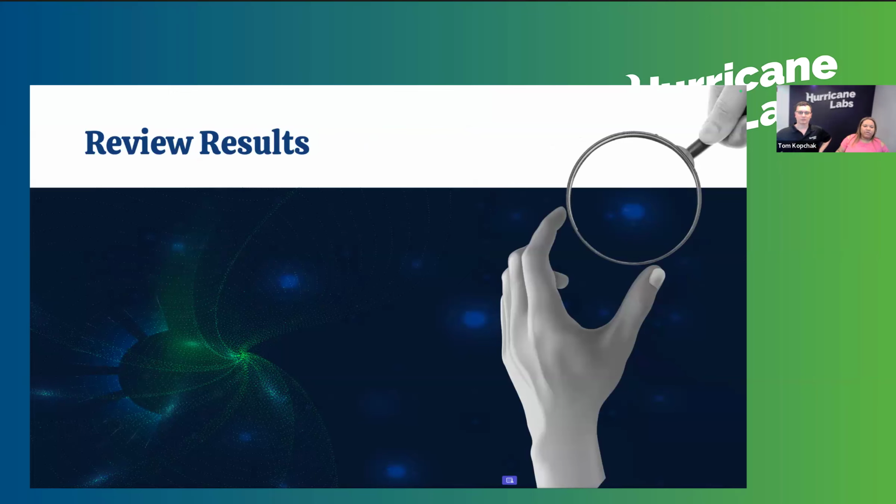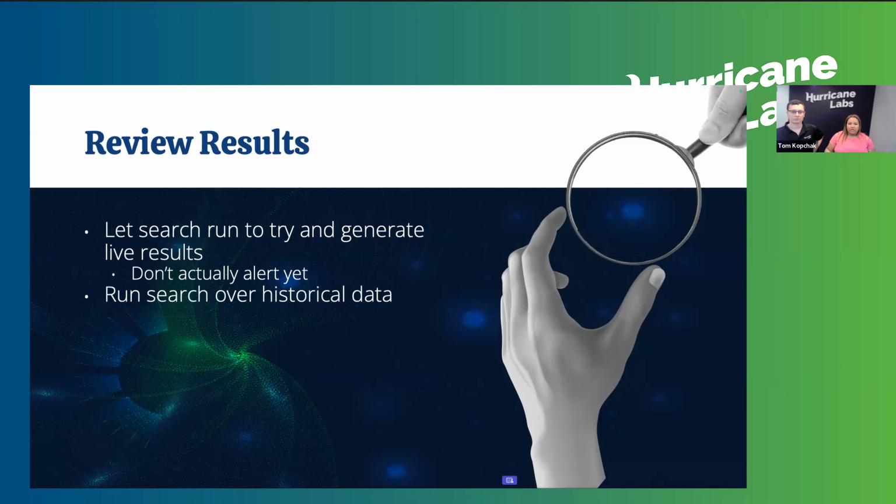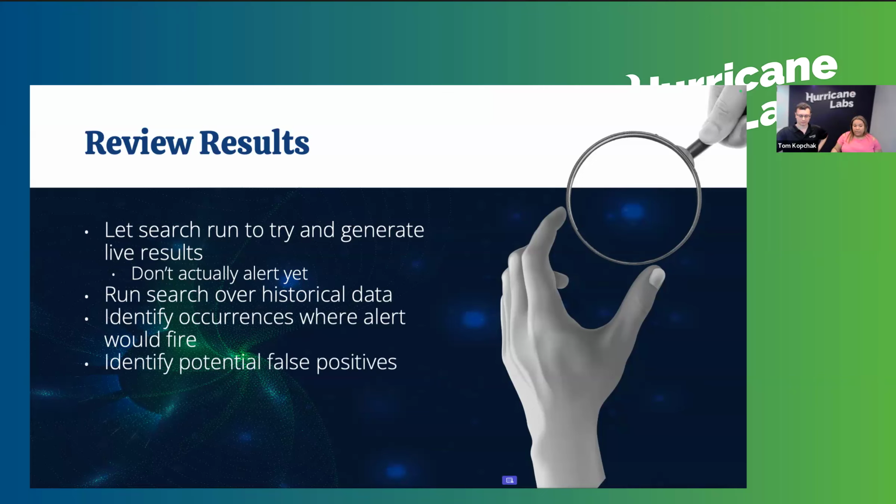So congratulations. Now you're going to let that search run and have it try and generate some live results, but you're not going to have that set to alert your SOC yet because you don't know if there are any false positives or not. So you're first going to run that search over any historical data that you've got, whether that's 2 or 3 days as you've been building out the search, or maybe you've had Sysmon and PowerShell transcript logging in your environment for a couple months. You've just never leveraged it for use cases, but you're going to run that search over that as well. And then you're going to identify any occurrences where an alert would have fired. And from there, you're going to take a look at those alerts that were created, and you're going to go ahead and identify some false positives in there, if there are any.